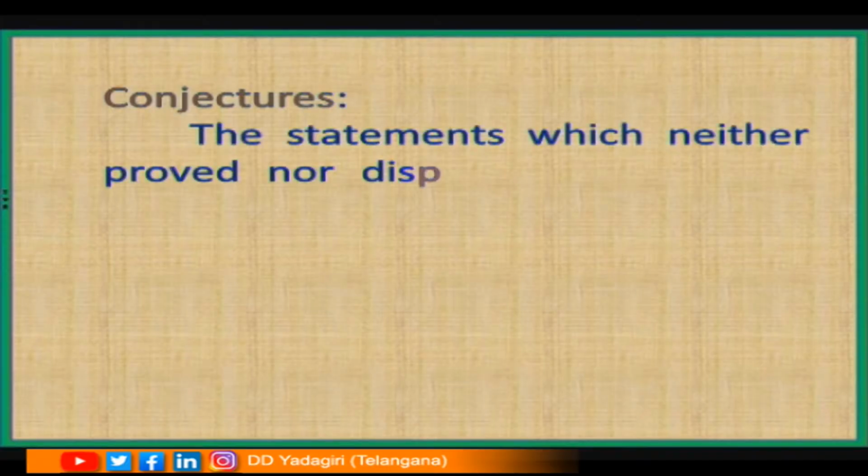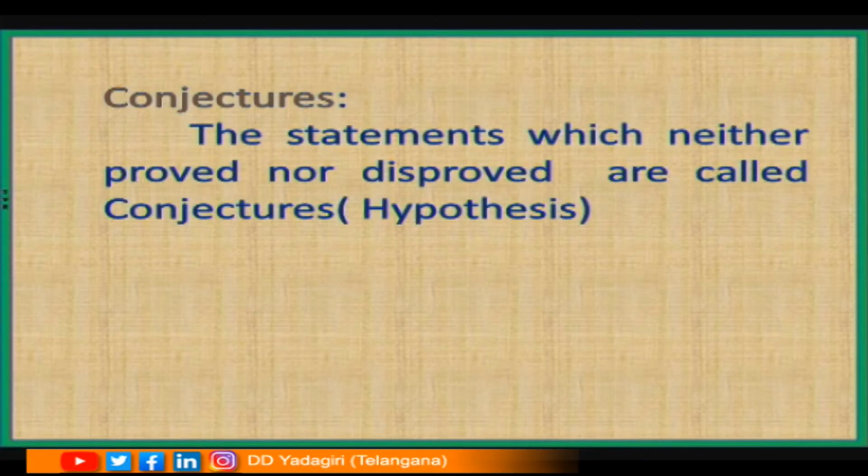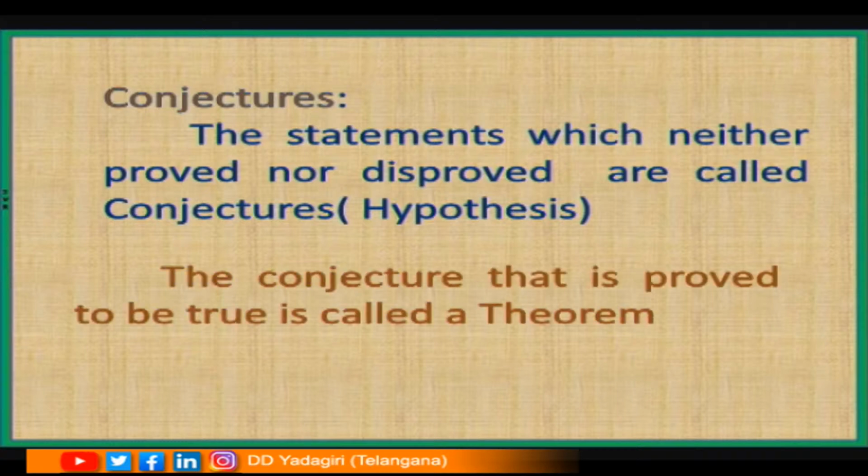The statements which are neither proved nor disproved are called conjectures. That means, sometimes we cannot say whether it is true or not, whether to prove it or not. So, in those cases you can say they are hypotheses, or just conjectures in this context. The conjecture that is proved to be true is called a theorem. That means, the statement which is proved leads to the theorem.